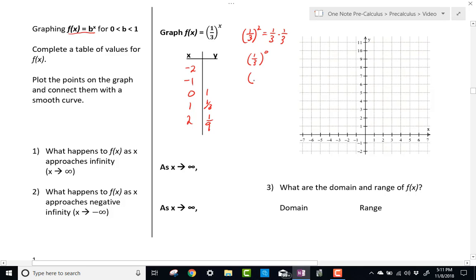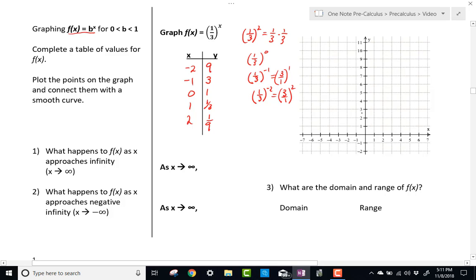1/3 to the negative first power. Now we talked about the negative exponent in the last example. What does a negative exponent do? It flips my fraction over. So this becomes 3/1 raised to the positive first power. Well, that's 3. And then I do the same thing with -2. I do 1/3 to the negative second power. The negative exponent says flip over the number that it's attached to. I'll flip over 3/1. I'll raise it to the positive second power, and that equals 9.